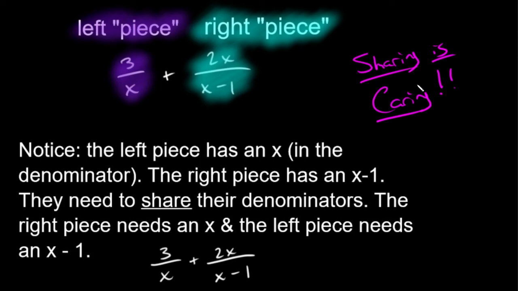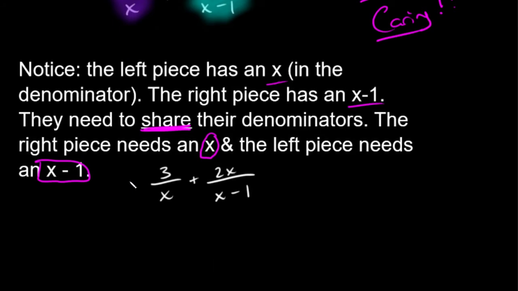But anyway, sharing is what you need to do to make these denominators have the same value. So notice the left piece has an x in the denominator, and the right piece has an x minus 1. They need to share their denominators. The right piece will need an x, and the left piece will need an x minus 1. So we're going to work through this and share these denominators. Once you get the hang of this, it's actually pretty simple.